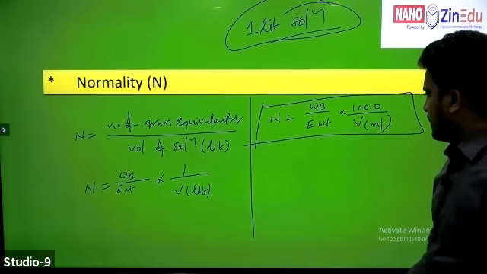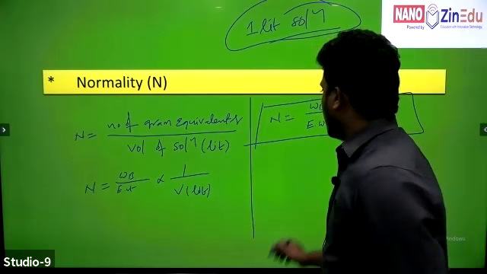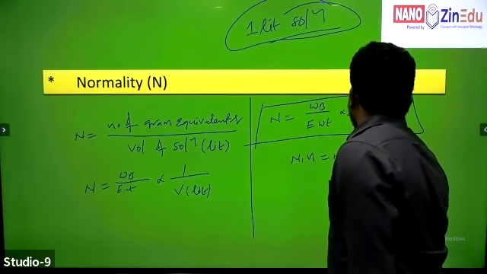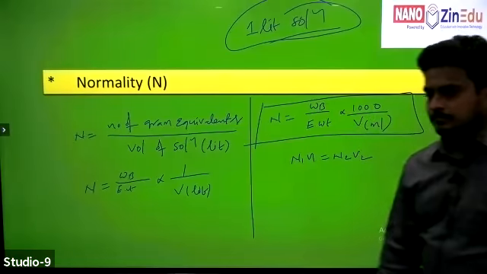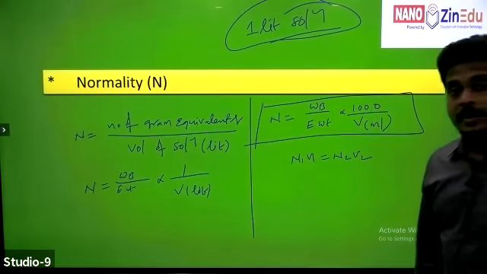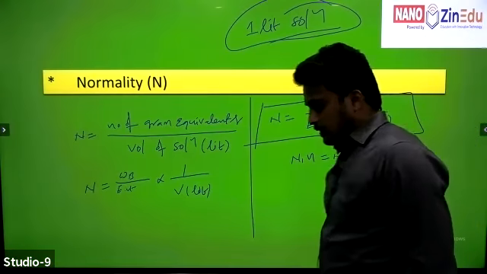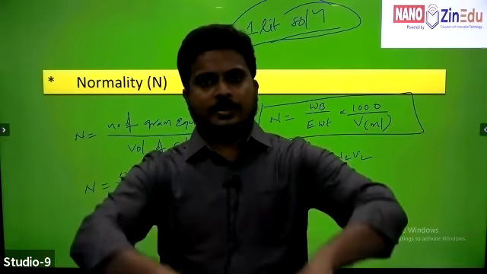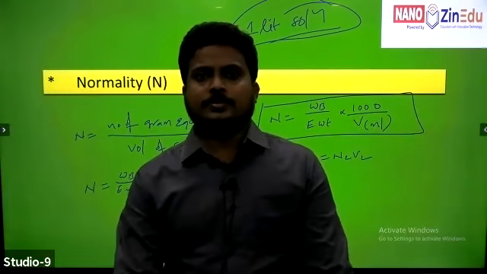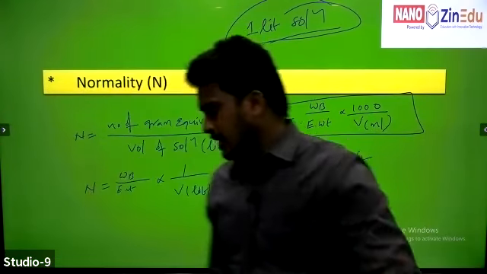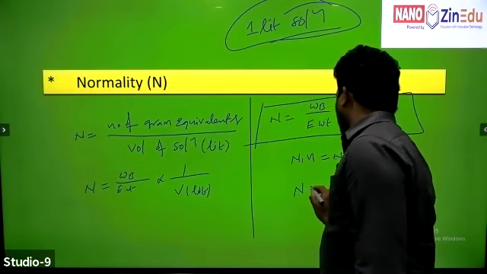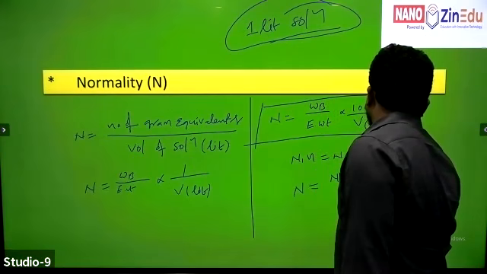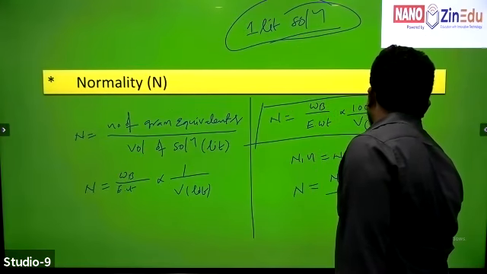Now, same amount. Normality and dilution, we are using N1 V1 equals N2 V2. Normality of a mixture of solutions: again, two solutions having the same solute are mixed together and form a new solution. The resulting solution normality is (N1 V1 + N2 V2) / (V1 + V2).